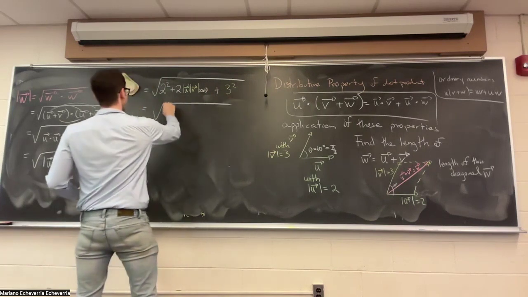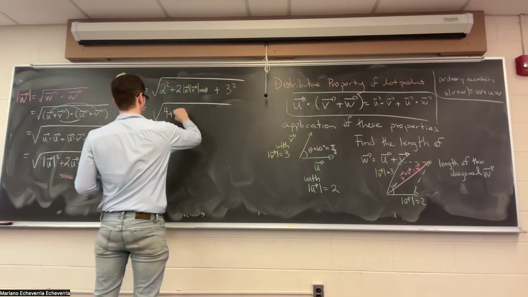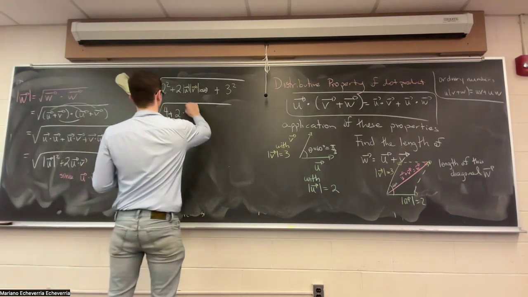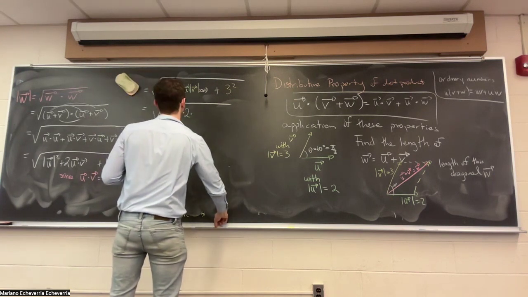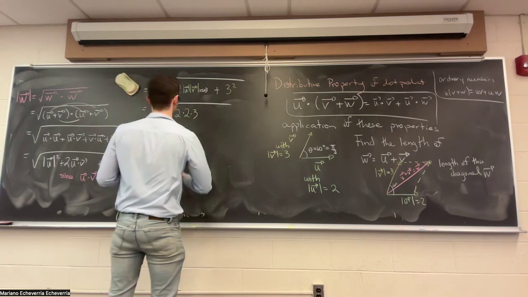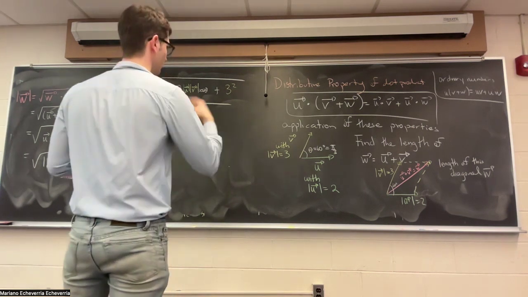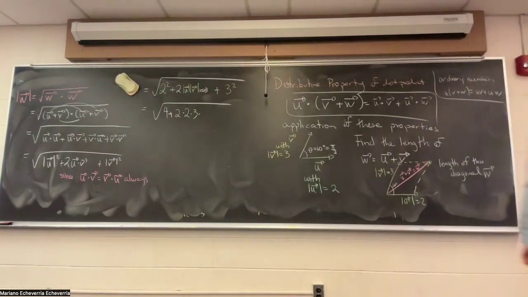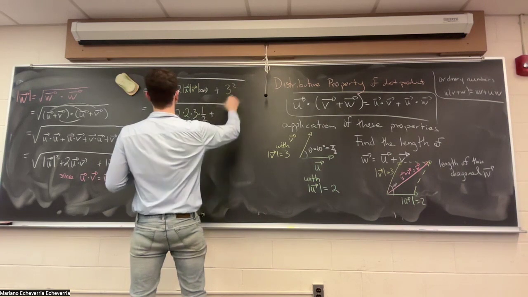So you get 4 plus 2 times the length of u, which is 2, times the length of b, which is 3, times cosine of 60 degrees. What is the cosine of 60 degrees? Is that 1/2? Yeah, good. So it's 1/2. Perfect. And then 3 squared is left.